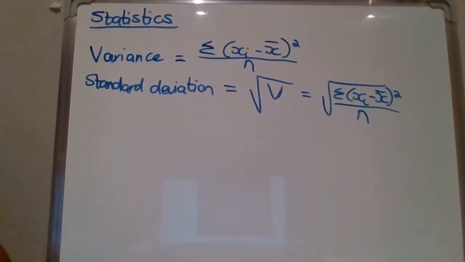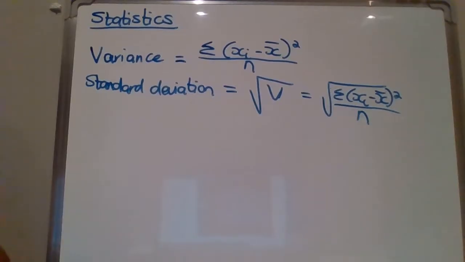So in level 2 and 3, in order for us to measure the spread, we actually used the range, where you took the maximum value and subtracted the minimum value. However, that didn't take into account all the values of the data set. So now we have to measure the spread of the data by taking into account all the values of the data set. And this is where variance and standard deviation come into play.